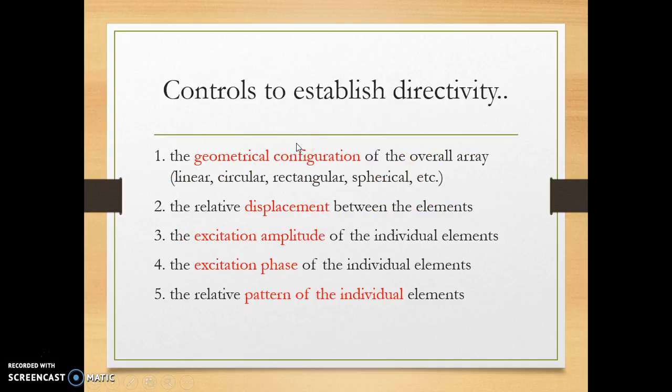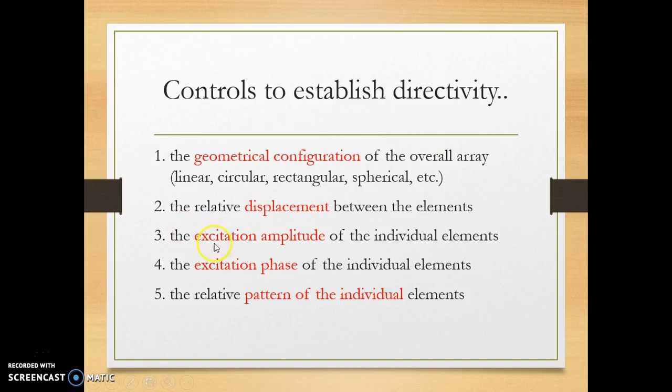Now, how do we establish control over the directivity of an antenna array? Basically the geometric configuration of the array, whether it is in a linear fashion, a circular fashion, a rectangular fashion, or maybe spherical, will help us decide the directivity of an antenna. The second important factor is the displacement between the elements. So how two elements are placed and how far they are from each other.